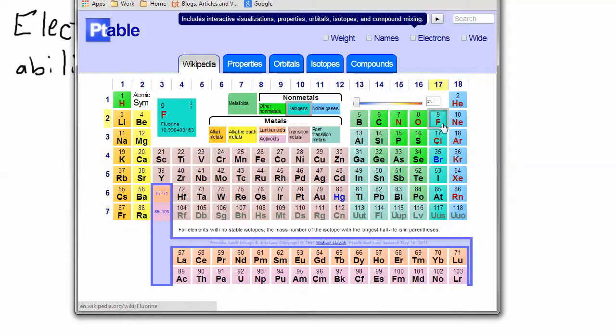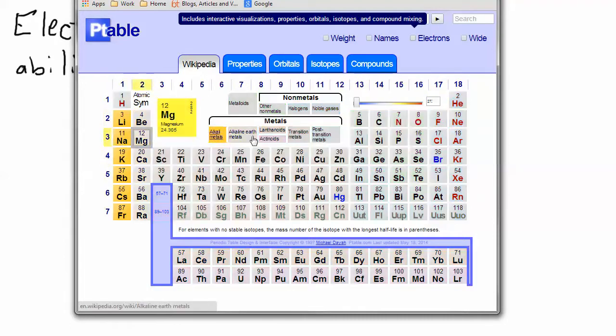So fluorine has the highest and francium has the lowest. And we're ignoring the noble gases because the noble gases in group 18, they don't form compounds readily. So we're just going to ignore those. So you have two trends. The one trend is that as you go from left to right across a period, electronegativity increases. And this is the stronger of the two trends.